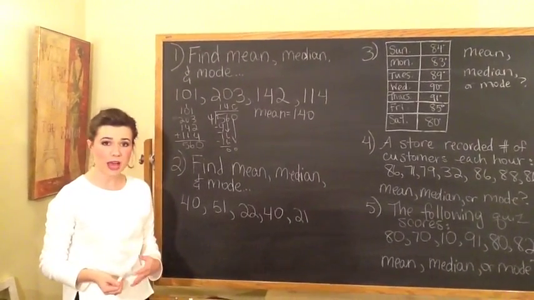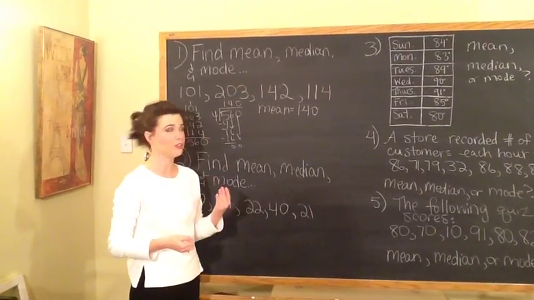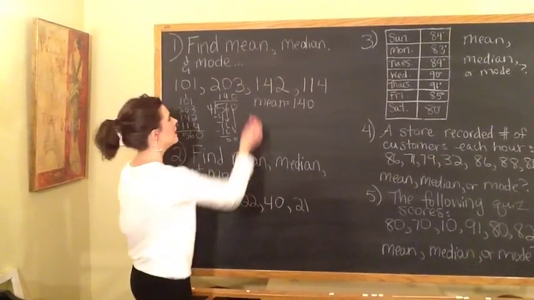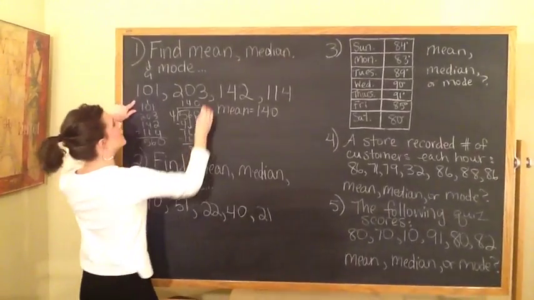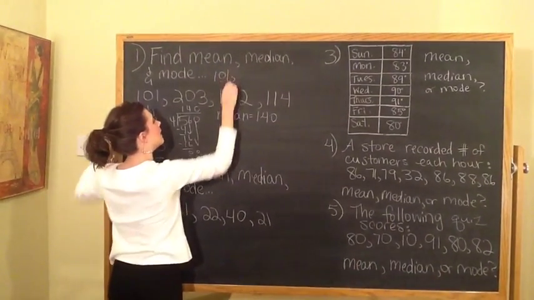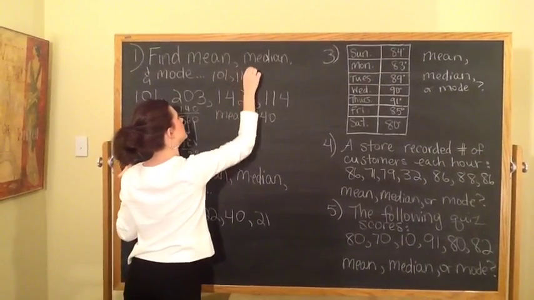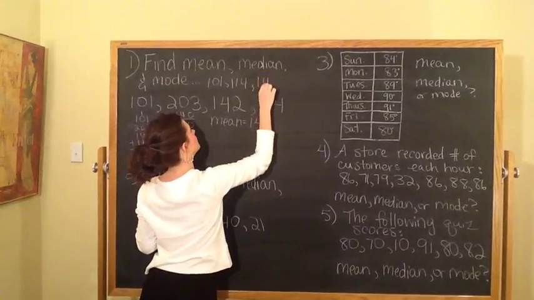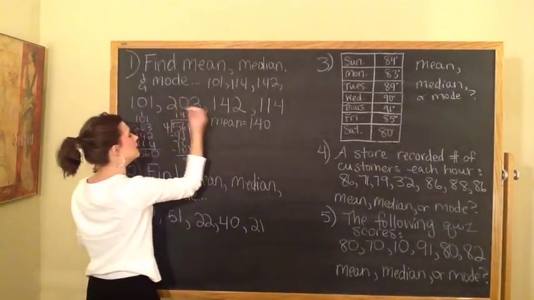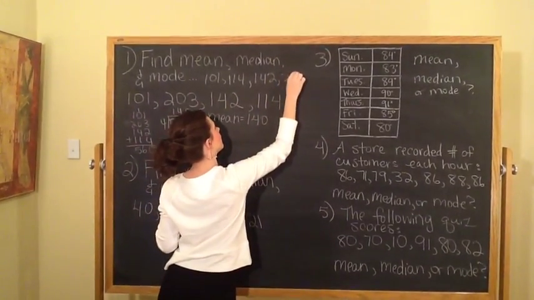So in order to do that, we need to put them in order from least to greatest, or from greatest to least. So I'm going to go ahead and order them right here. My smallest one is 101, my next smallest is 114, and then my next smallest is 142. And my next smallest is 203.